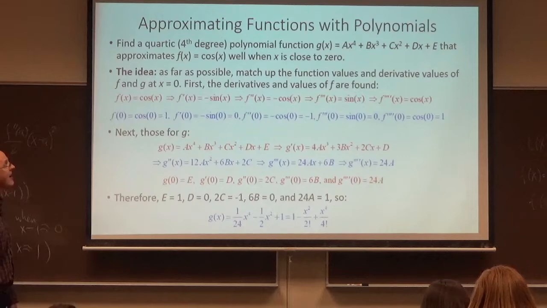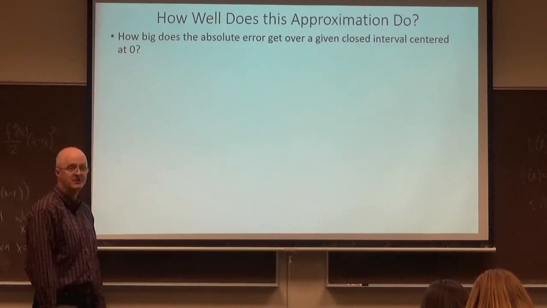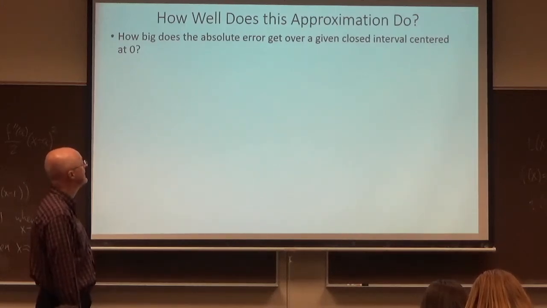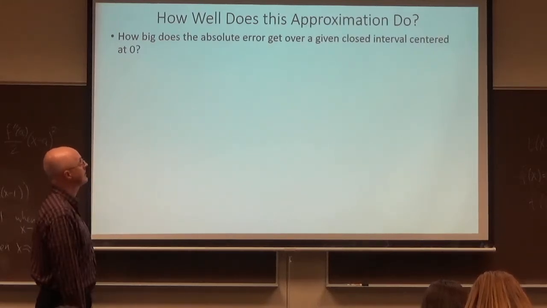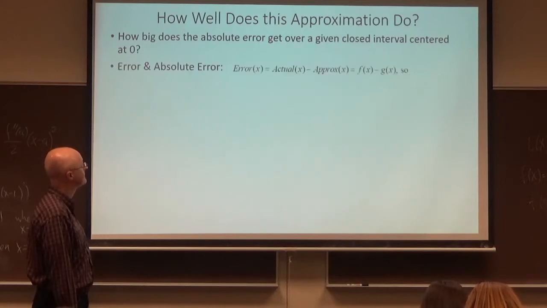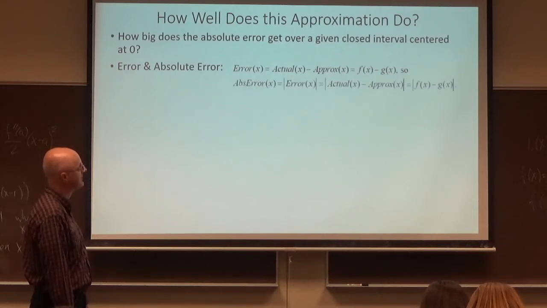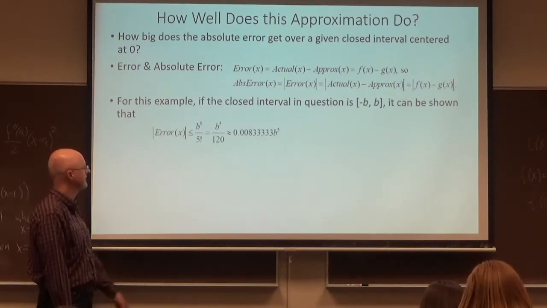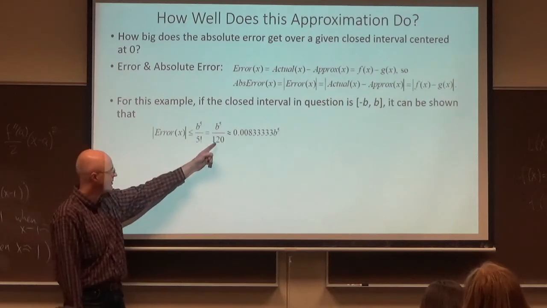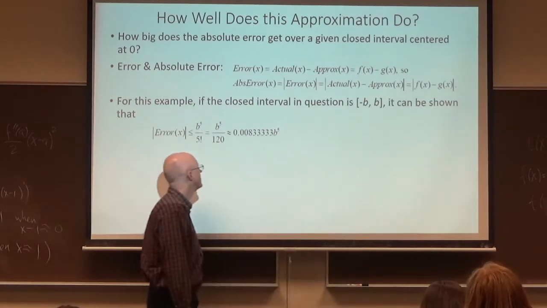How about the graphs and the error? How well does this approximation do? Again, probably too much to write on the slide, just think about it with me here. How big does the absolute error, which is the absolute value of the error, get over a given closed interval centered at a equals 0? Once again, the error is actual minus approximate, f minus g. g is that fourth degree polynomial approximation. Its absolute value is called the absolute error. It turns out there's some theory that says the absolute error in this situation will be less than or equal to this quantity over an interval of this form from negative b to positive b. I'm not saying what b is.